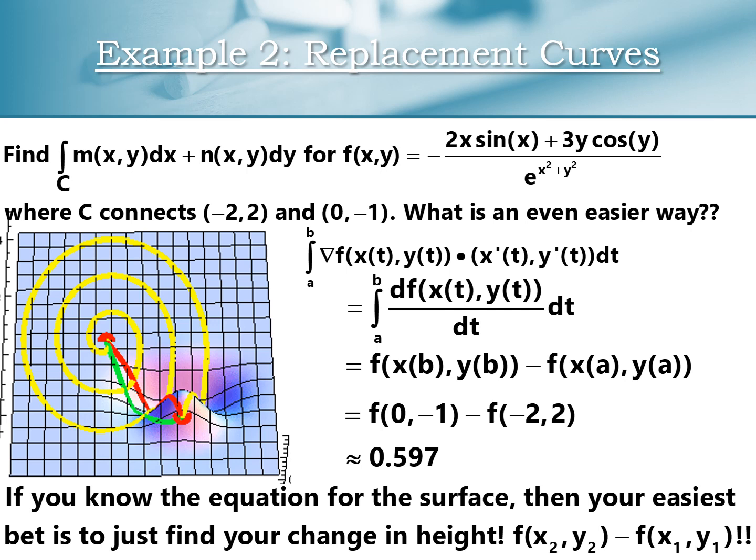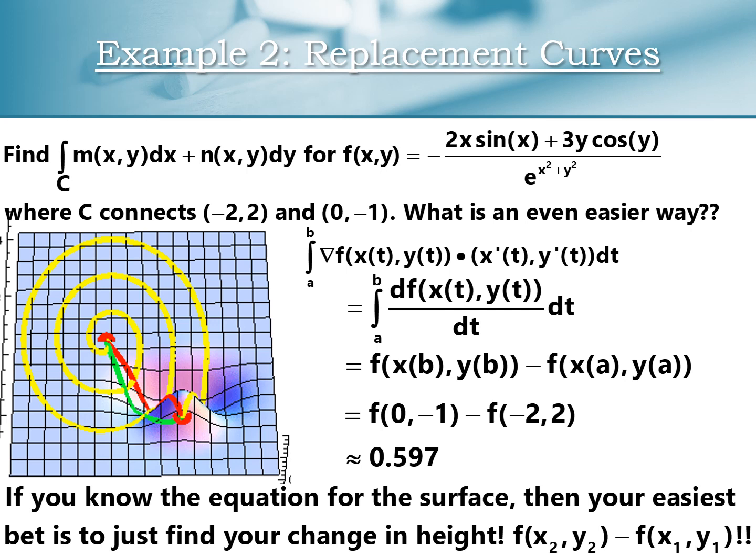All right, so here it all is together. By the way, picking this red curve is called finding a replacement curve. If you're lucky enough to have a gradient field, then you could pick a straight line going from your starting point to your ending point to replace whatever curve you had at the beginning of the problem. Anyway, let's look at the shortcut here.